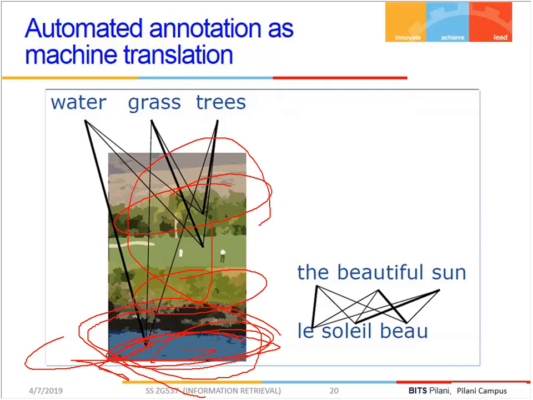Yeah, so one student is asking how do we know that there is water, grass, and trees only? Some initial annotations you have to start with. So some initial set of annotations, some collection, you will have to have. Then the correct identification you will do by your machine translation models. But initially you have to have some annotations with you, like some possibilities you should have. From that you can find out the best possibility.